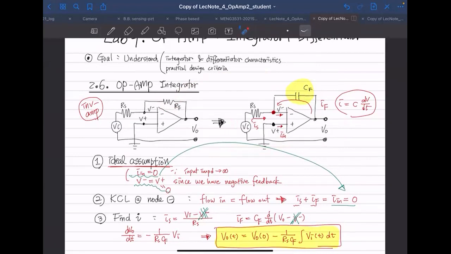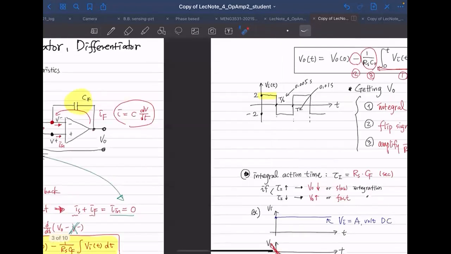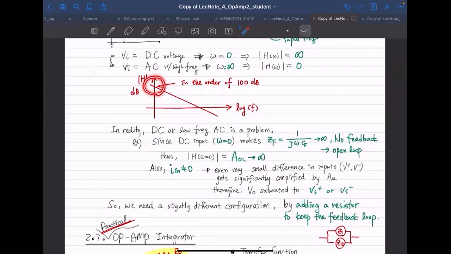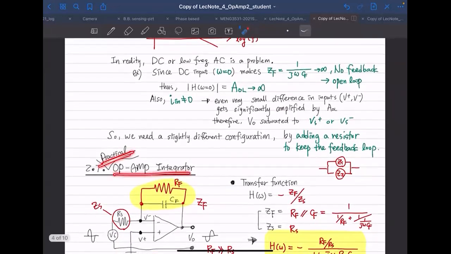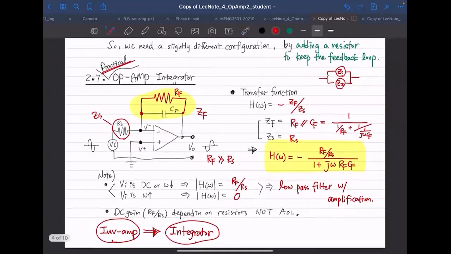And we talked about some practical limits. For example, at very low frequency, it's going to hit almost infinite gain. So that's not good. So we introduced a practical op-amp integrator by having a resistor connected to it. This parallel resistor, or shunt resistor, was applied so that we can still maintain this feedback loop, all right?